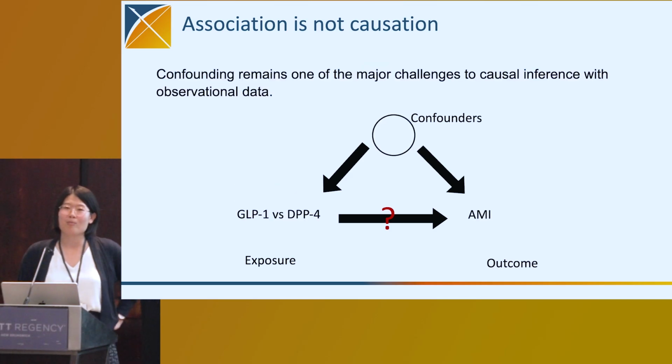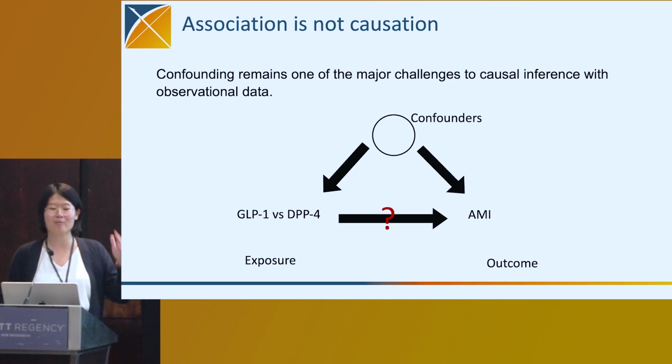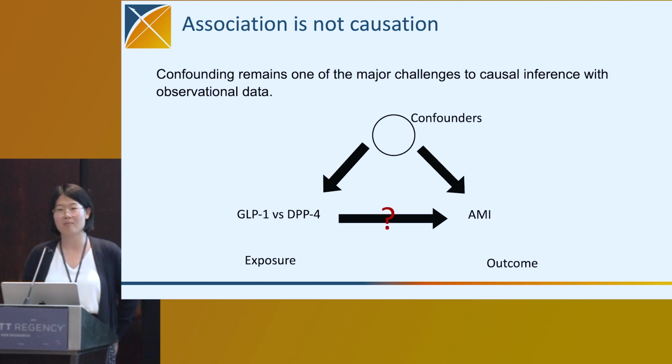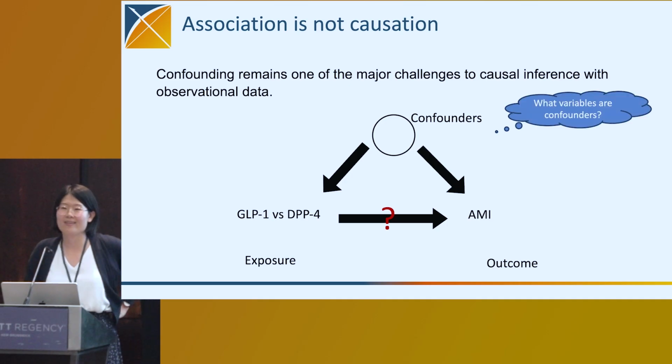Let's now go back to our motivating example of diabetes. In this case, we're not talking about lighters or lung cancer. We're talking about GLP-1 versus DPP-4, and the outcome acute MI. Those are clear. But what are confounders in this study?